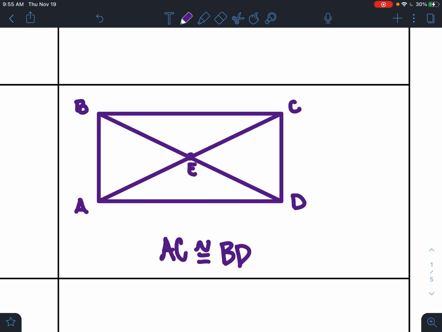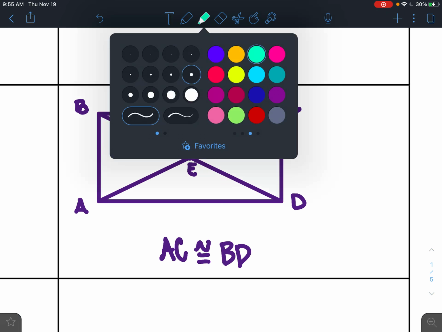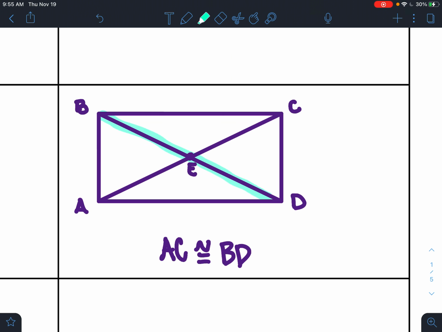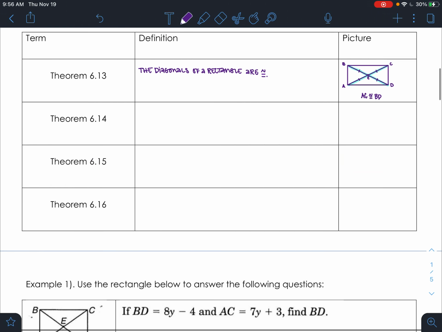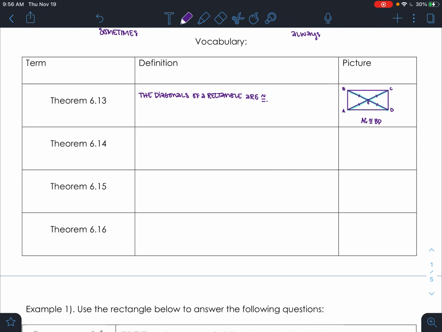But I can take this one step further, and we're going to combine two things. Because I know that these two segments right here are congruent, and I also know that they bisect each other because it's a parallelogram, my notation here is very important. I know that all of these parts right here have to be congruent. So that's what's going on with the diagonals of a rectangle.